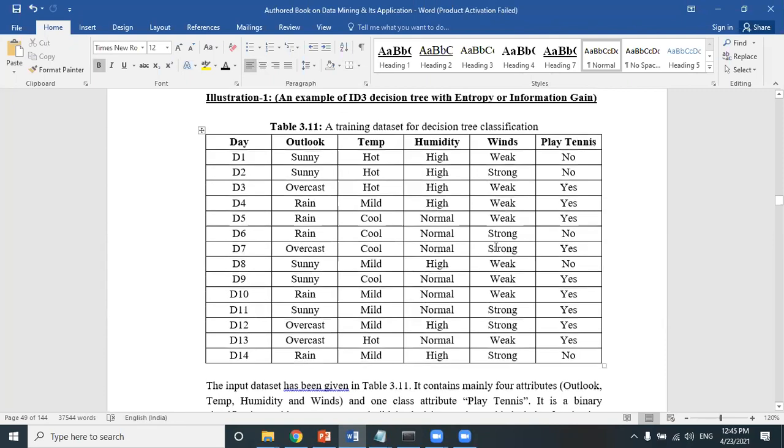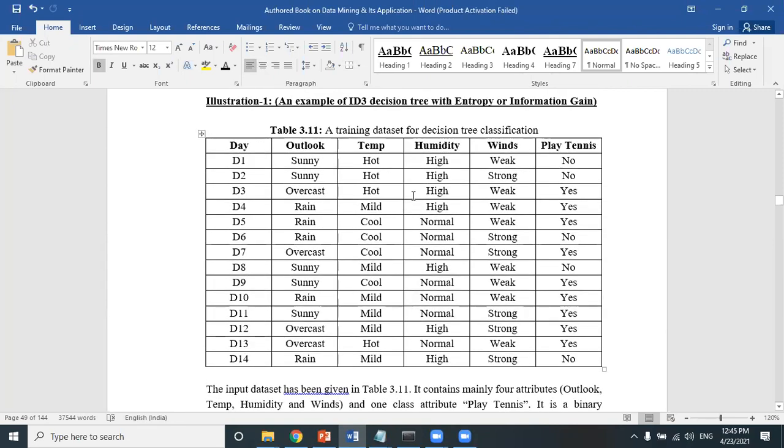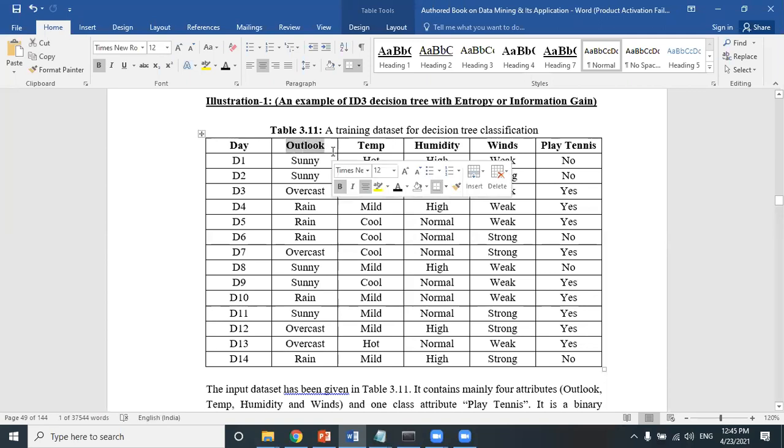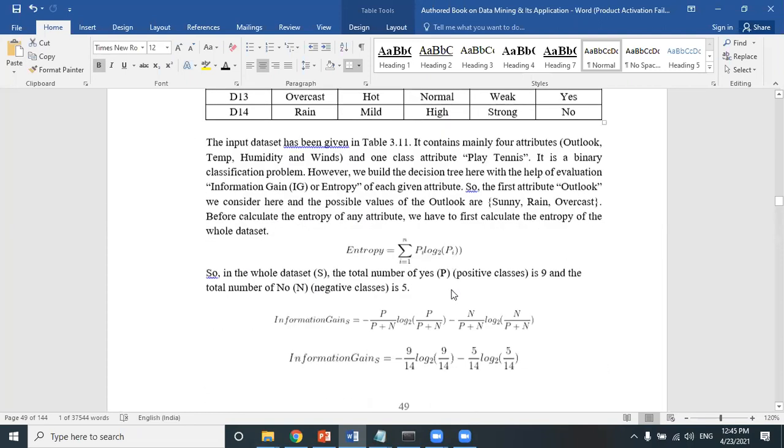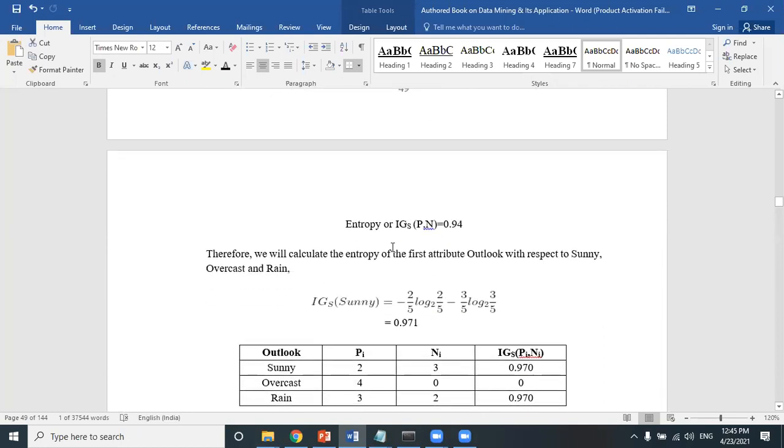Now our job is to calculate the next entropy of the first attribute, that is outlook. Entropy or information gain of the first attribute, outlook, with respect to three different values under which the outlook has been saved. That means sunny, overcast, and rain. With respect to these three values, we have to calculate the entropy or information gain of the outlook, right? How can we calculate? Very simple. The same formula will be applicable.